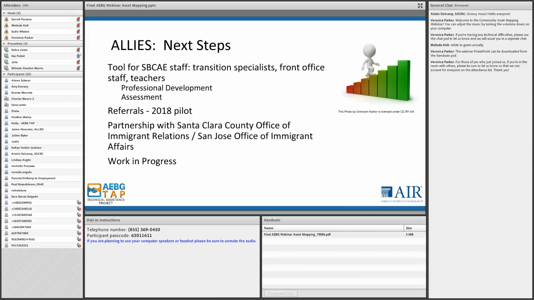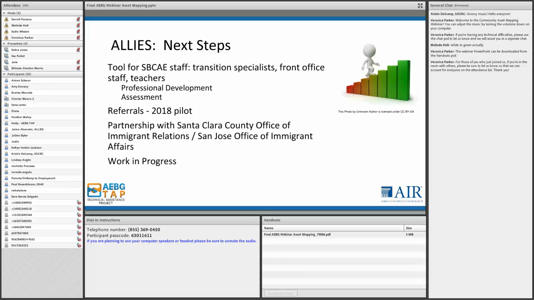So next step for our project is to use the asset map as a tool, both the interactive map and the database, for the staff of the South Bay Consortium. The South Bay Consortium has 9 transition specialists total, 1 at each of their member institutions. And those transition specialists are the ones who help connect students to the next step in their education, but they also help students connect with wraparound services out in the community.